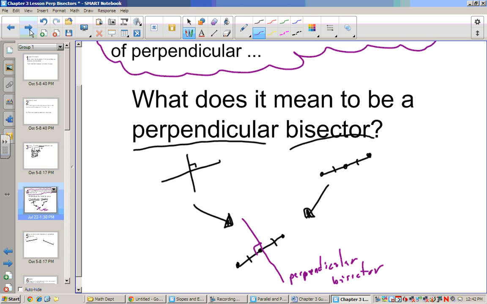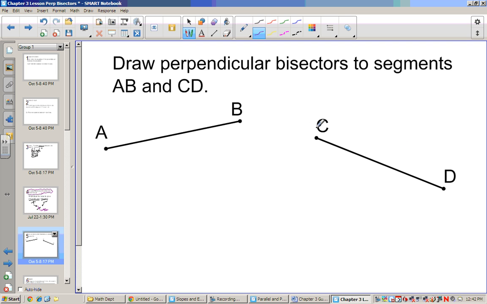So if we want to draw a couple perpendicular bisectors, for AB, I'll just find the middle. If we had a ruler, we could do it really nicely. And then it has to cross at 90 degrees. So something like that looks good. And we'll mark it by showing it's 90 degrees there. And we can say that this side is congruent to this side. So that's a good way to show that it's a perpendicular bisector.